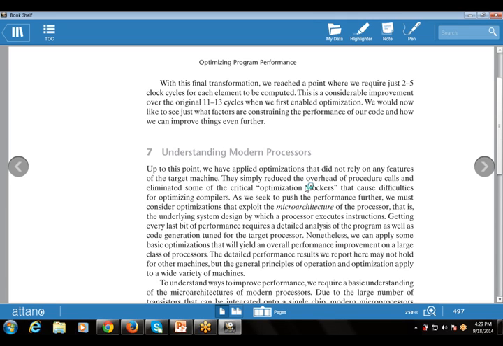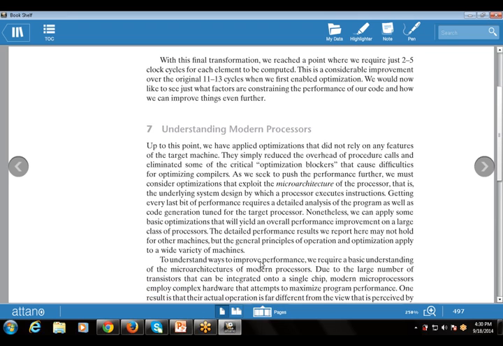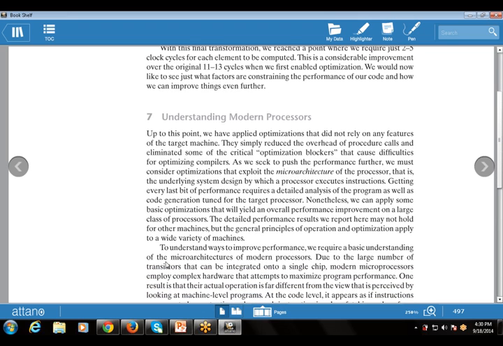As we seek to push the performance further, we must consider optimizations that exploit the microarchitecture of the processor, that is the underlying system design by which the processor executes instructions. It means we are using the architecture of the CPU so that we analyze the program as well as generate the code for the target processor. To understand ways to improve performance, we require a basic understanding of the microarchitecture.